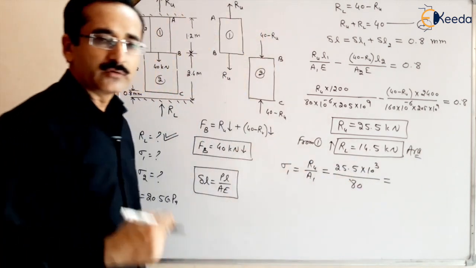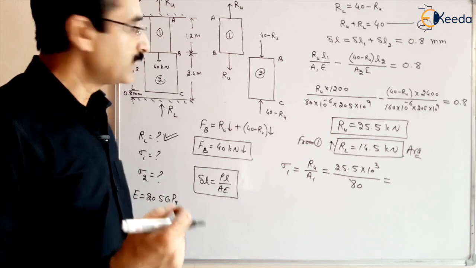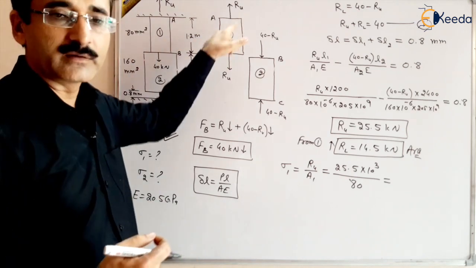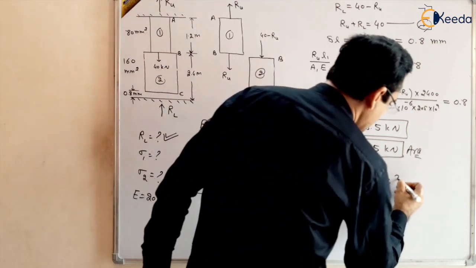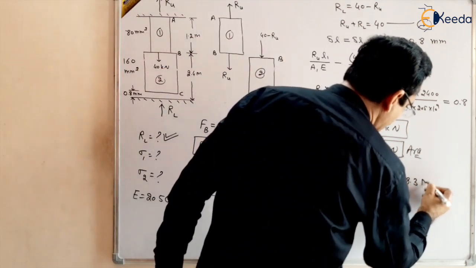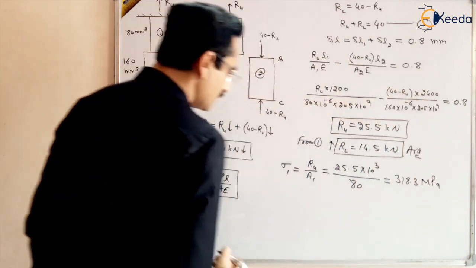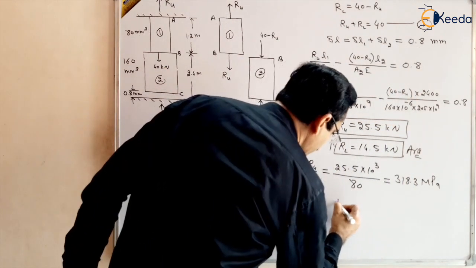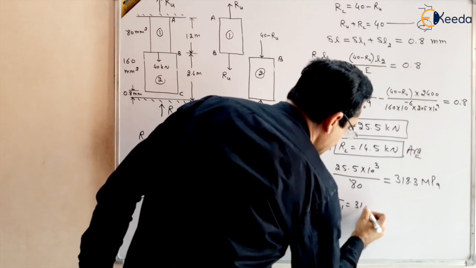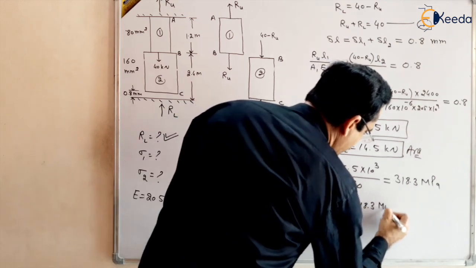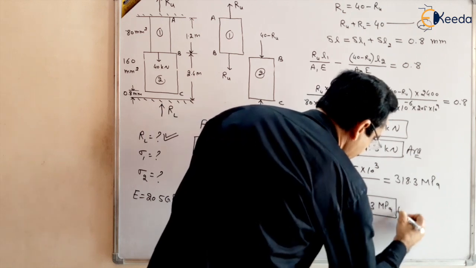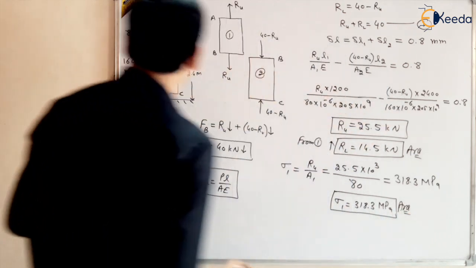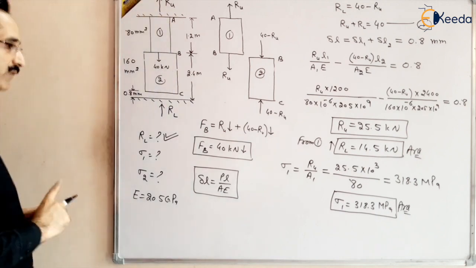And when you solve it, you will get the stress in the upper part, the first part, as 318.3 megapascal. So sigma 1 is 318.3 megapascal. This is another answer: the stress in the upper part of the bar, this section of the bar, sigma 1.